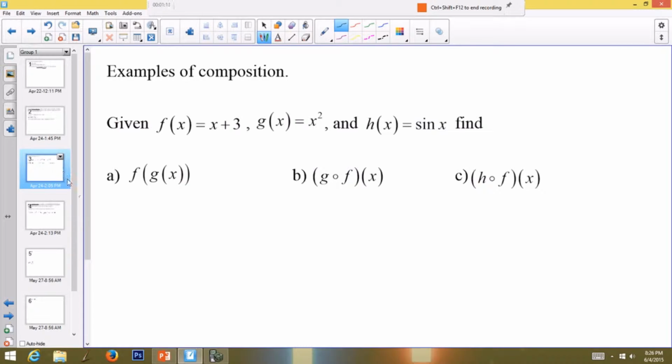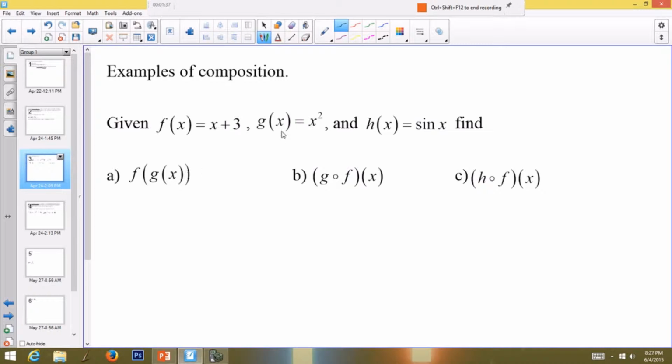All right, so some examples of composition of functions. We're going to have three functions here. Our first function f is going to be x plus 3. Our second function g is going to be x squared. And our third function h is going to be sine x. So this one here, f composed with g of x, that means that we are going to do the inner function first. We're going to do this g of x first.